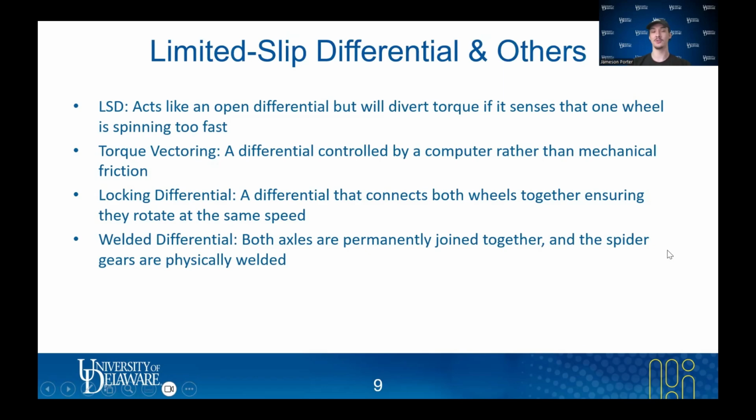A welded differential is very similar to a locking differential, except it permanently joins both axles together, and the spider gears are physically welded. So that's the main difference between them: how permanent it is. Locking differentials are not permanent, while welded differentials are. Both of these are used in drag racing because you don't need to corner, or in drift cars mostly. And torque vectoring is used a lot in EVs.